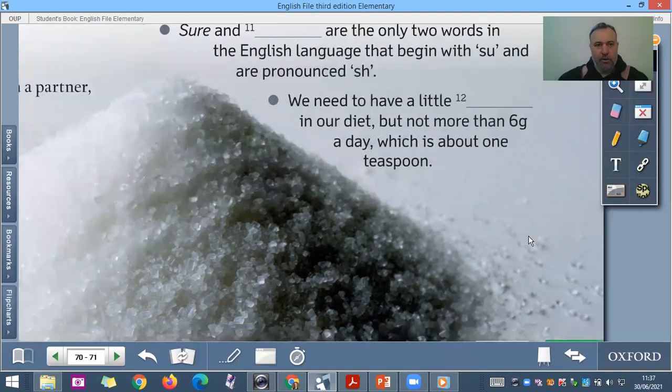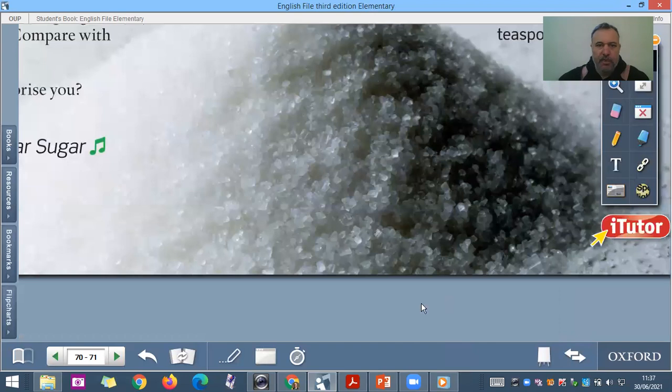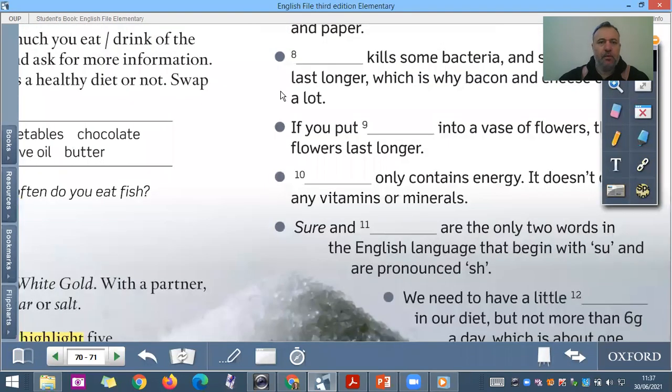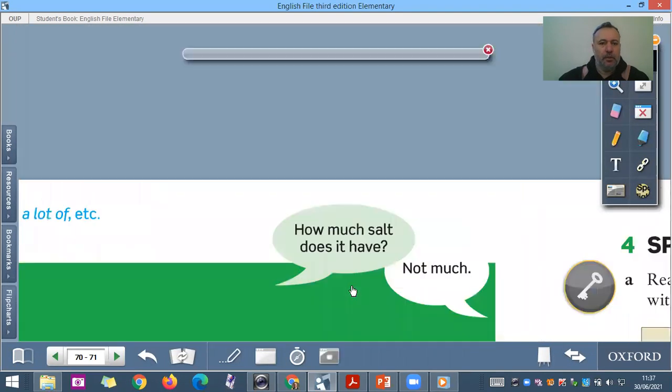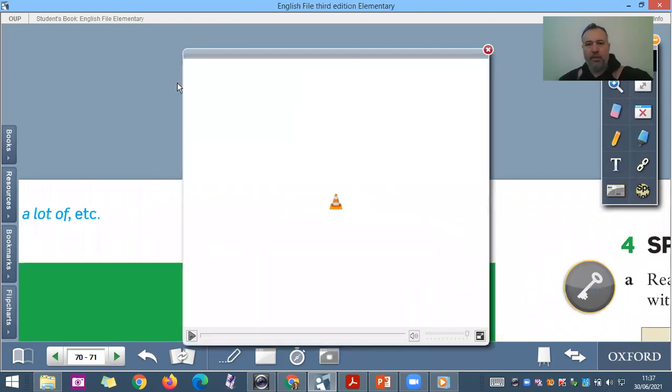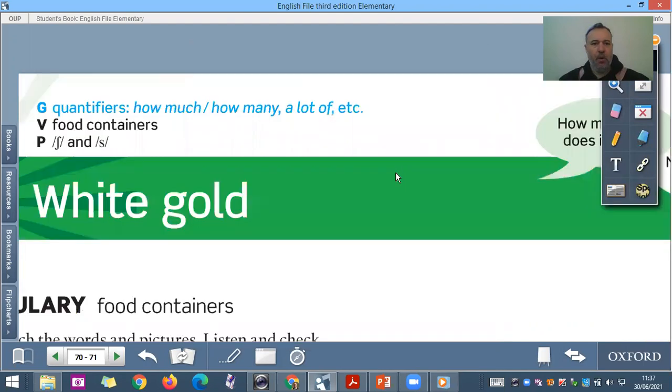All right. This is the exercise for lesson 9B. Let me go back to it, which is called the white gold. No, this is not working. Yeah, white gold.